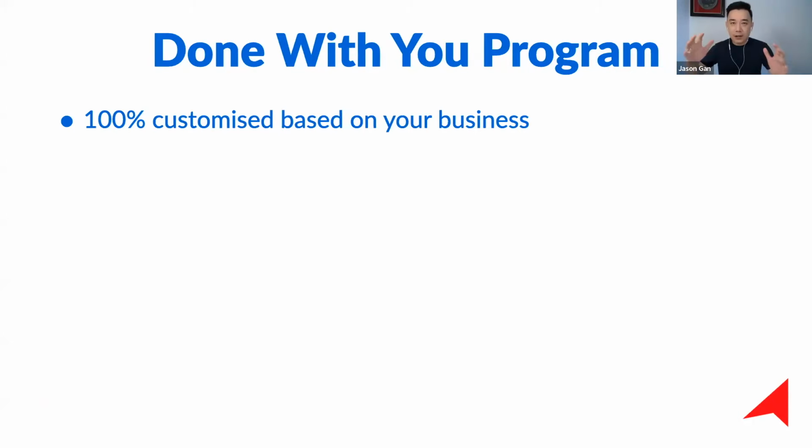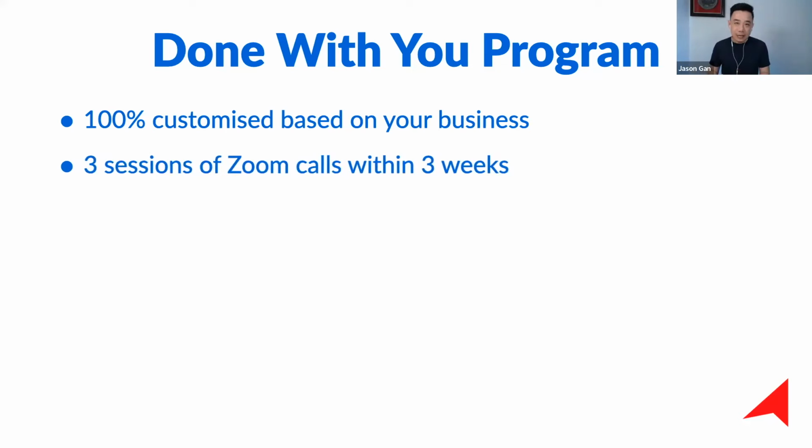So I would design your strategy based on your business, and the whole learning, setting up campaign and everything will be based on your business. So that's the beauty of it. So basically, this is a 3-session program. 3 sessions means we're going to have 3 Zoom calls, essentially. 1 hour per Zoom call, plus minus, usually within that range. And these 3 sessions will be spread out within 3 weeks.